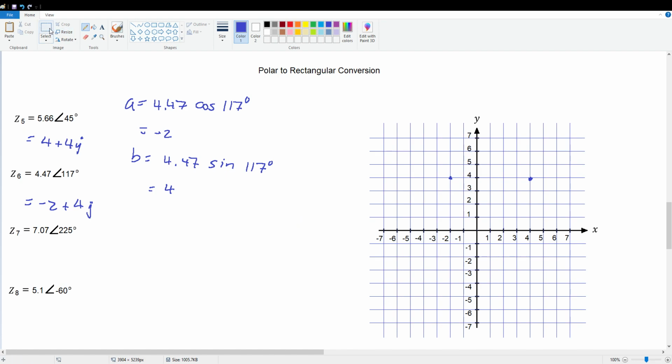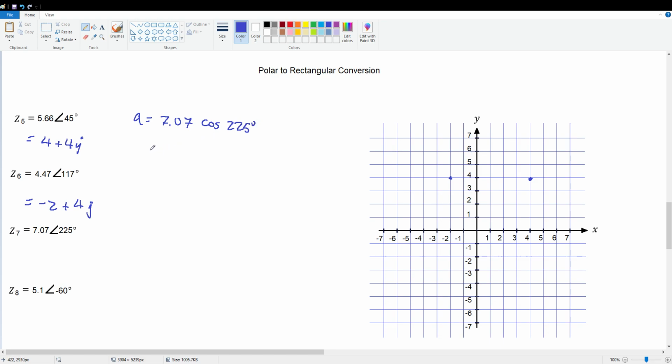Let me clear the board. And we've got, let's see, A equals 7.07 times the cosine of 225 degrees. All right, let's pull up our calculator. 225 degrees. Let's take the cosine. It's negative 0.707 times 7.07, and we get negative 4.999. Let's call it negative 5.